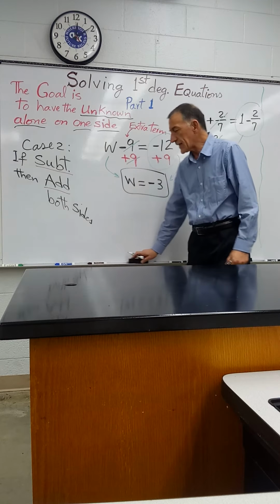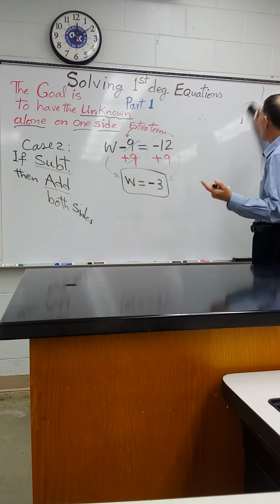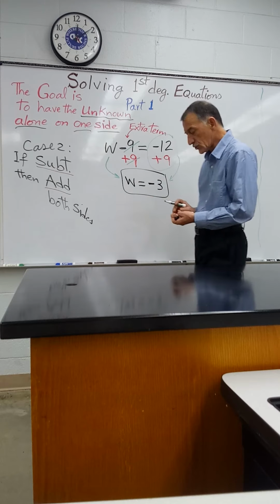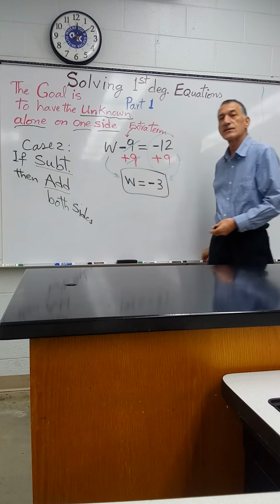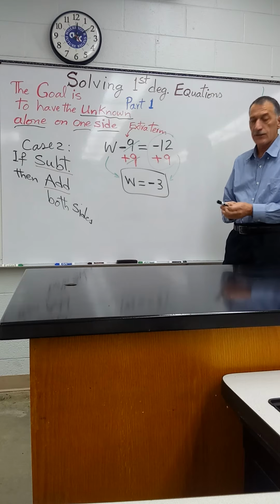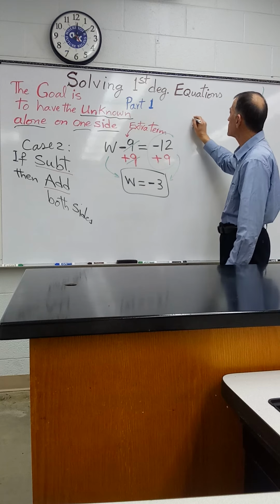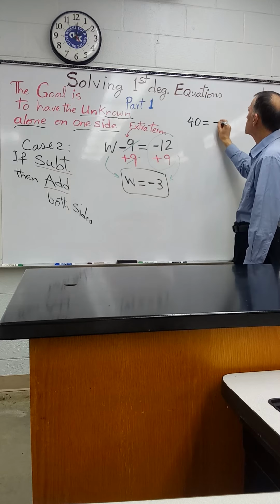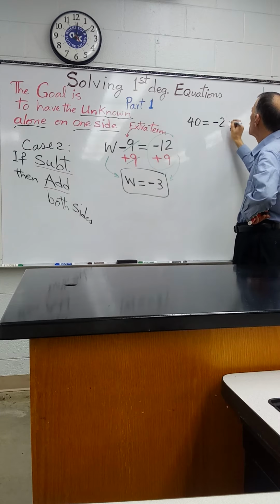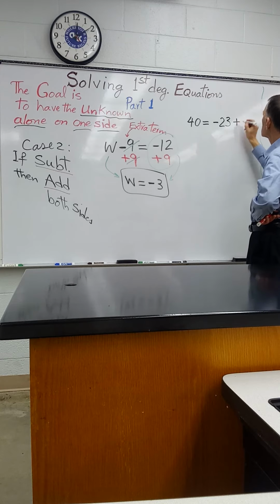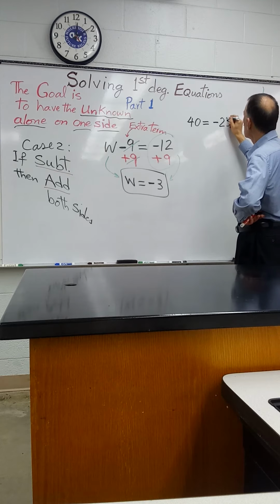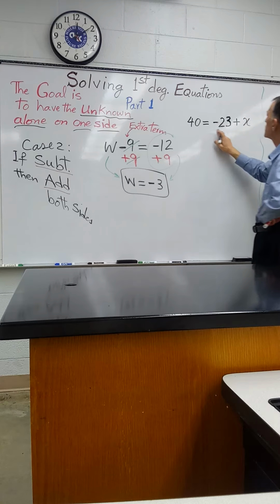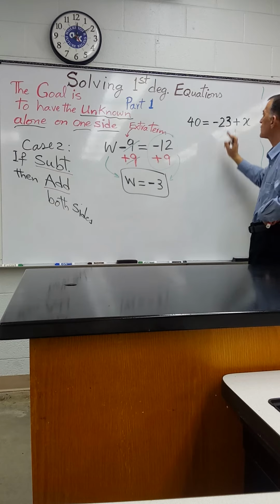Alright, I'm going to show you another example of subtraction, because sometimes the subtraction doesn't look like a subtraction. Let's look at the situation where you have an equation that the subtraction is hidden. All right, let's look at this one. For example, let's say we have 4D equal to negative 23 plus x. So right here on the right side, I have a negative 23 added to x, and x is unknown, and we're trying to solve for x.